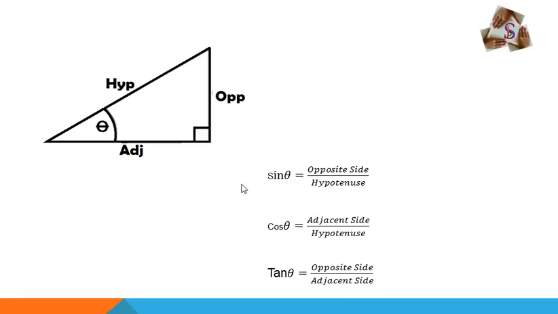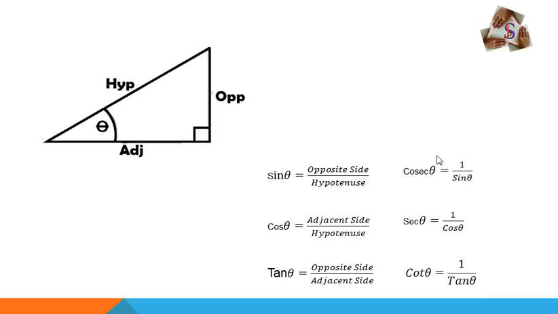So we can remember this as SOH-CAH-TOA. So this is one easy way to remember. SOH, sine theta is opposite by hypotenuse. CAH, cos theta is adjacent by hypotenuse. TOA, tan theta is opposite by adjacent.